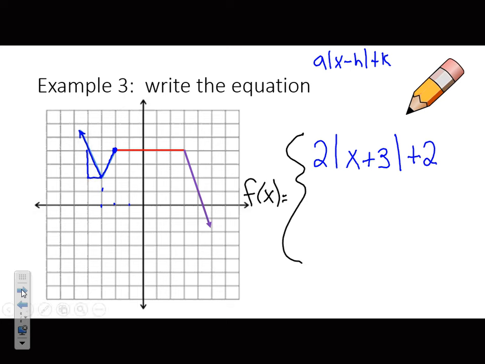Our second equation in red is a horizontal line at 1, 2, 3, 4. So all we're going to have to put here is 4.